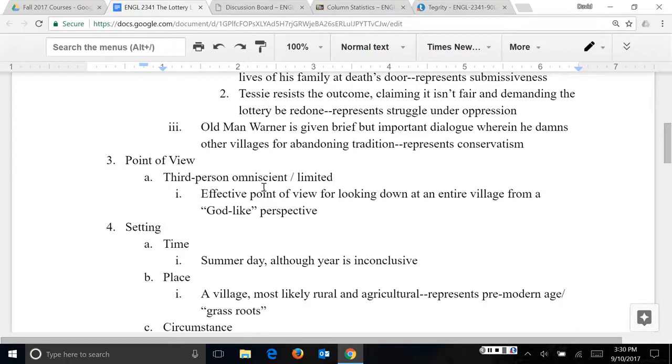So let me talk about this one first, limited one. Third person limited would mean that it would still be talking about he said this, she said this, and they did this, and so on. It would still be in third person point of view, but it would really be told from one of the main character's perspective. For instance, if it was third person limited, it might follow Tessie. Shirley Jackson may have followed just Tessie Hutchinson's actions throughout the story.